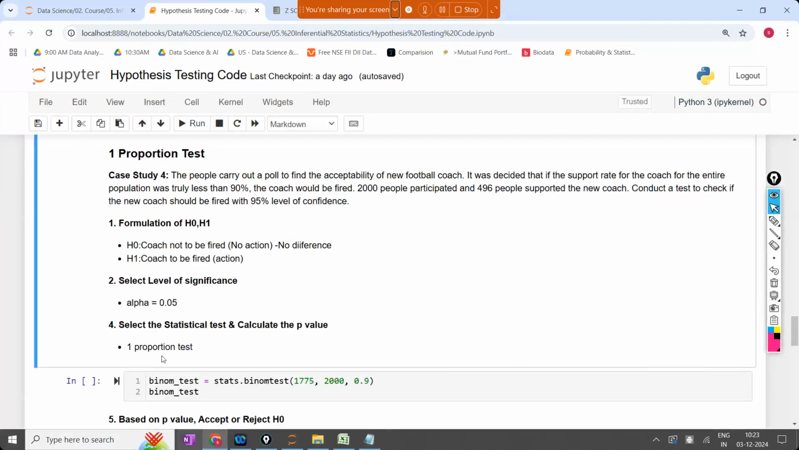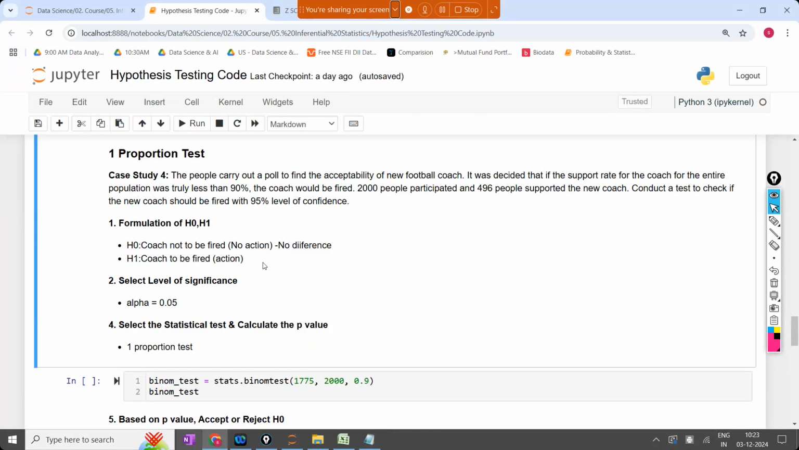What is the first one? Coach should not be fired. No action. Whenever it is one column, no action. Whenever it is two columns, no difference. One column means no action, action. More than one column means no difference, difference. So that way we can easily formulate the null and alternate hypothesis. Right? So here, coach should not be fired is no action, and coach should be fired is called action.